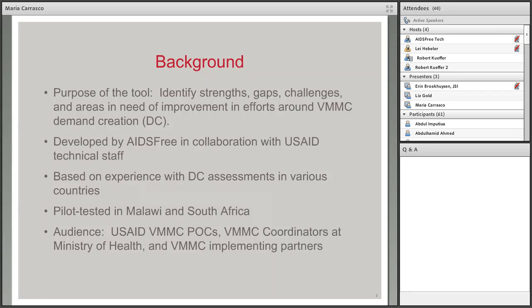The tool is meant to be used by USAID VMMC points of contact, VMMC coordinators at the Ministry of Health, and also VMMC implementing partners in the field.